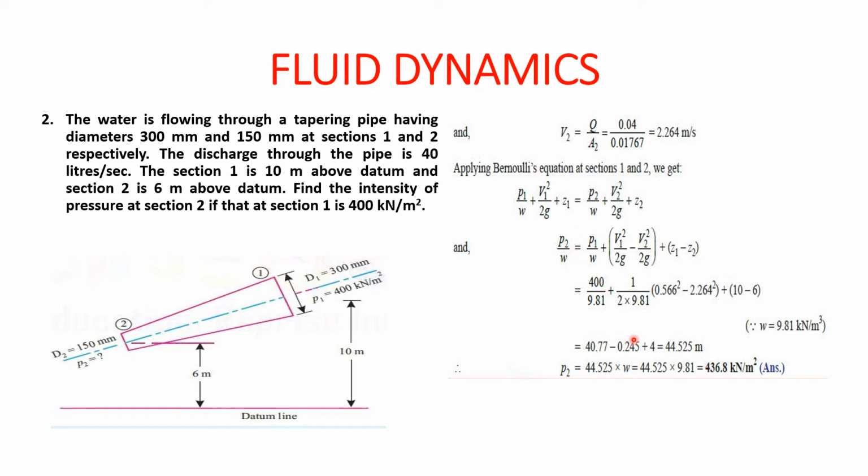Okay, so the value is of P2 by W, that is the pressure head at section 2, but we have to find the intensity of pressure at section 2. So P2 will be equal to 44.525 into W. So W is again 9.81. So P2 will be equal to 436.8 kilonewton per meter square. So this is the value of intensity of pressure at section 2.